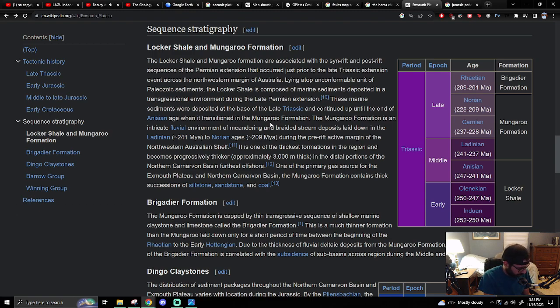Okay, then the Mungaroo Formation are fluvial stream deposits, which is one of the thickest in the region from 241 to 209. Mungaroo Formation, intricate fluvial environment of meandering and braided stream deposits laid down during the pre-rift active margin of the northwestern Australian shelf. And it is one of the thickest formations in the region, 3,000 meters thick, approximately, in the distal portions of northern Carnarvon Basin furthest offshore.